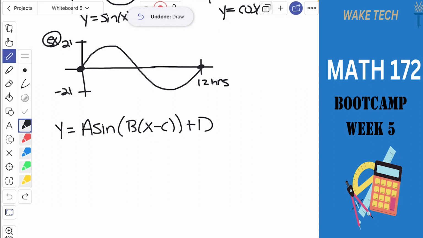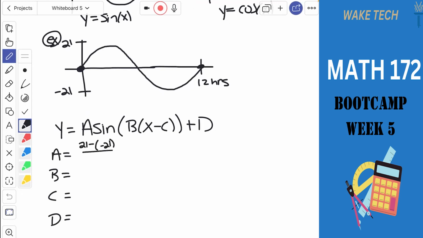All right. Using all this information, we can figure out the values of A, B, C, and D. A is the maximum minus the minimum over 2. 21 plus 21 is 42. Divide that by 2 to get 21. D is max plus min over 2. 21 minus 21 is 0. 0 over 2 is 0. And B is 2 pi divided by the period. The period is 12 hours. That's how long it takes to go through this complete cycle. 2 pi over 12 is pi over 6.